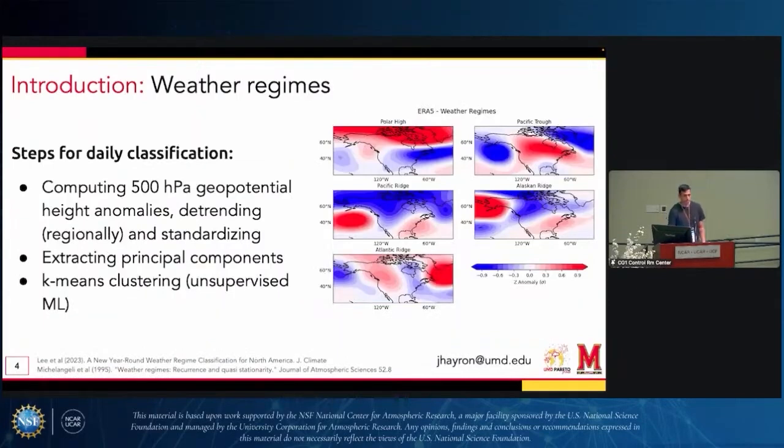The steps for obtaining the weather regimes are based on geopotential height fields. We compute the anomalies, detrend those fields, and then standardize them.